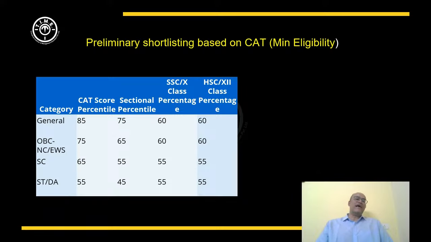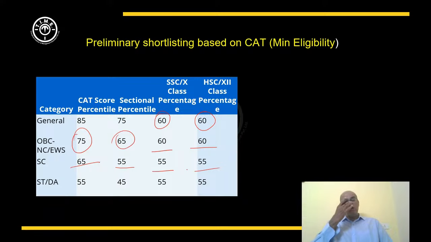But in addition to CAT performance requirement, there is also an academic requirement in IIMK. 60% minimum marks are needed in both 10th and 12th for general category people. For OBC-NC and EWS, 75 overall and 65 in every section, along with 60% in 10th and 12th. For SC applicants, 65 percentile overall, 55 percentile in every section in CAT, and 55% minimum marks in both 10th and 12th. For ST and DA, 55 overall, 45 sectionals, and 55% minimum marks in 10th and 12th.